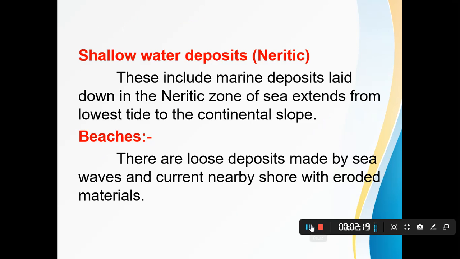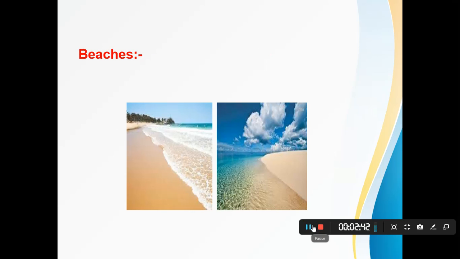First one, shallow water deposits, also called neritic. These include marine deposits laid down in the neritic zone of the sea, which extends from lowest tide to the continental slope. First type is beaches. These are loose deposits made by sea waves and currents nearby shore with eroded materials. Beaches.